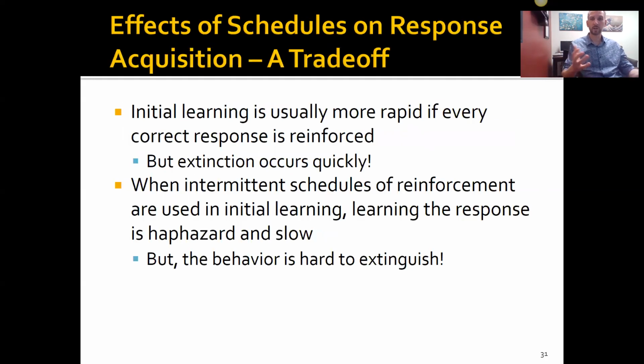So really, there's this trade-off between initial learning, the rate of responding, and extinction. When intermittent schedules of reinforcement are used in initial learning, the response is haphazard and slow, but the behavior is hard to extinguish.